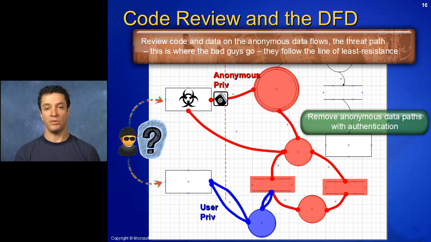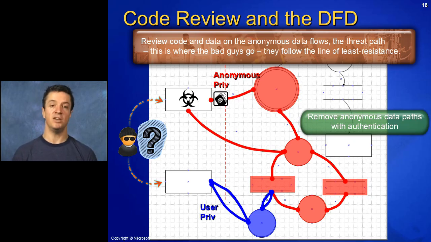The cool thing about this is it allows the developers, when they're looking at their code, to say, man, I've got this anonymous code path through my code, and I really don't want that there. And so you can go back to the design team and say, look, I want you to reduce my attack surface by requiring authentication. And so the developers or the designers can then add an authentication step at the beginning, which will change this from an anonymous path to a user path.